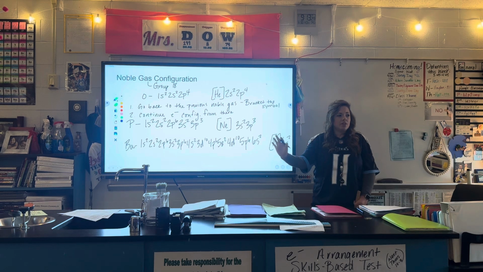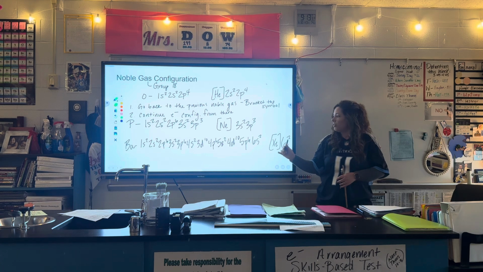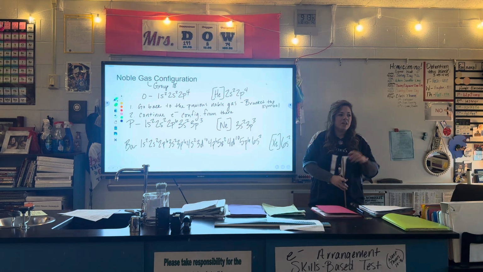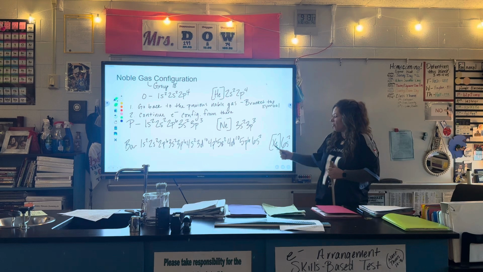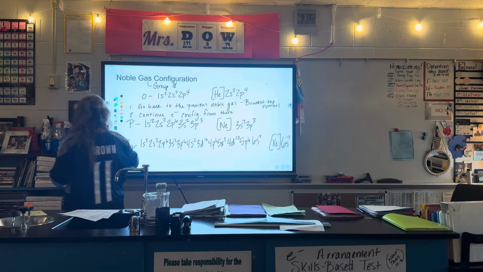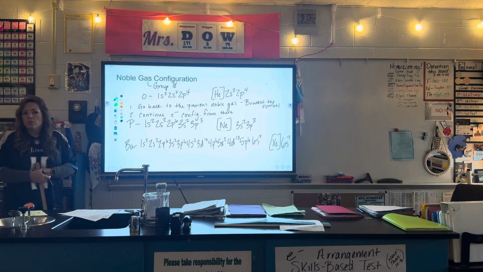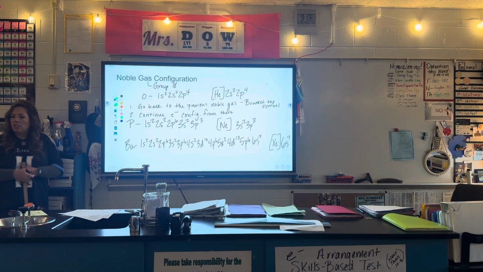So for your test on Thursday, you have to be able to write the electron configuration for any element. That's the full one, and the noble gas configuration where you start from the previous noble gas. Now let me give you a shortcut way. If you've already written the electron configuration, which you will have on your assignment today and on your test, when you want to find the noble gas configuration, just go to your last S in your electron configuration and cut it off before that.